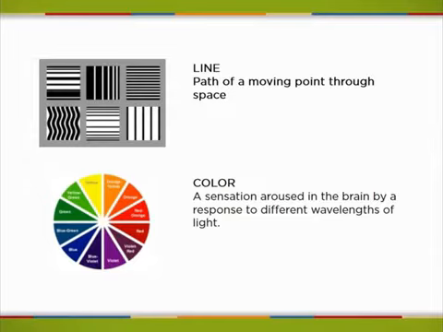Color is a sensation aroused in the brain by a response to different wavelengths of light. The properties of color include hue, which is the name of the color, value, which is the lightness or darkness of color, expressed as a tint or a shade, and intensity, the brightness or dullness of a color. Colors can be grouped together into different color schemes and can also communicate emotions and symbolism.